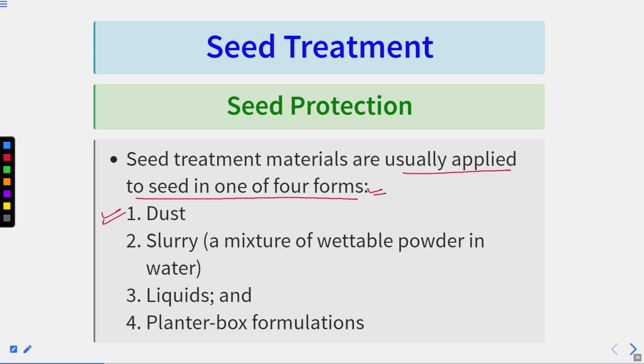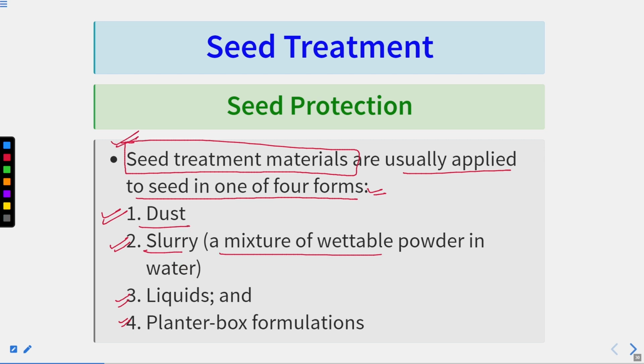So there are four different forms of seed treatment material. What are those materials? Dust, slurry, a mixture of wettable powder in water. So we have a chemical, and we will make a mixture in a wettable powder, right? And make a slurry, liquid, and planter box formulation. So these are the four different types of treatment material.